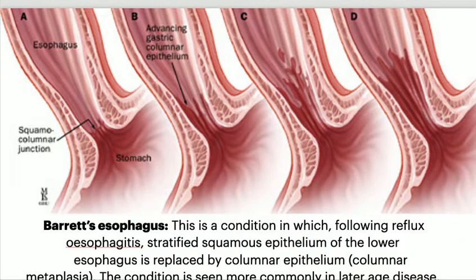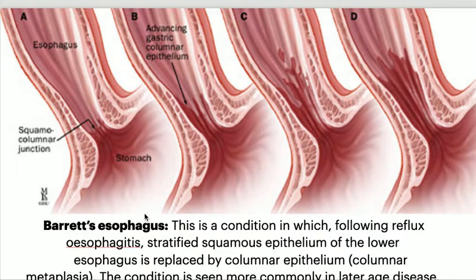The other condition I mentioned was Barrett's esophagus. Basically, this follows reflux esophagitis, in which the stratified squamous epithelium of the lower esophagus is replaced by columnar epithelium, that is, columnar metaplasia. And this condition is most commonly seen in later ages.